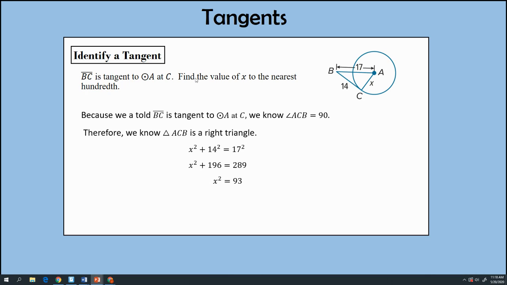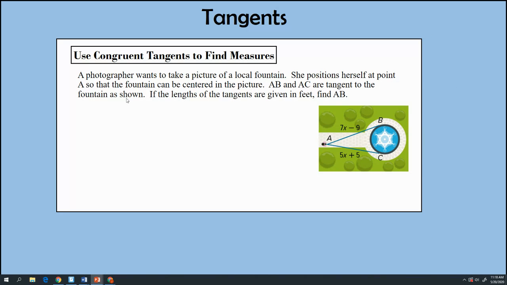Now, let me jump up here again. It said find the value of x to the nearest hundredth. That's a pretty nice clue that something's going to happen a little different. So x squared equals 93. We got to take the square root of both sides. That's what cancels out the square on the x. Remember, square root cancels the square. Square root of 93 rounded to the nearest hundredth, 9.64. Oops, that should just say x equals. That's my mistake. X equals 9.64. That's our answer. That's another style of question.